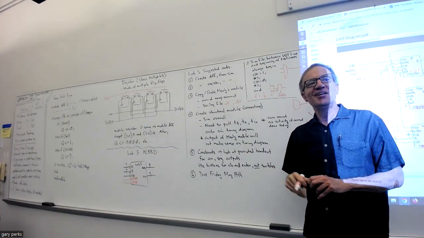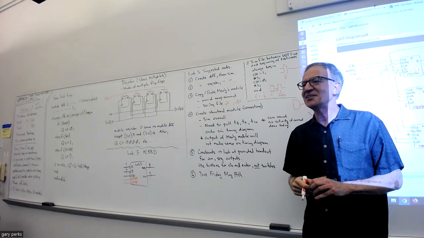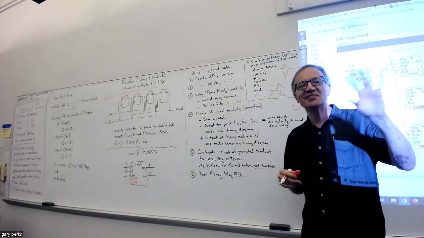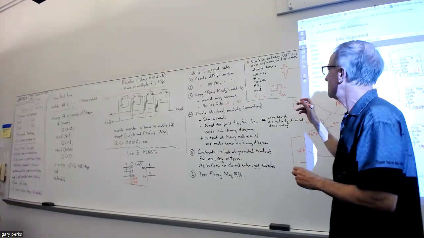I gotta admit, your class is very good at that. I've had previous classes where they would say like 10 to the -6 for like micro, but so far all my sections have gotten that. So that's good. Yeah, it's 10 to the -9.